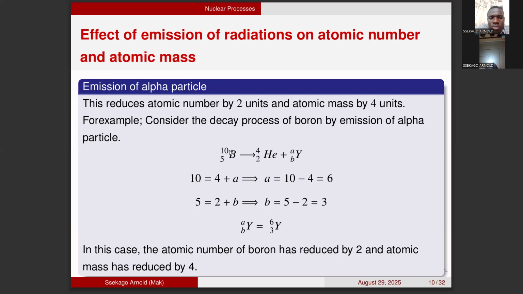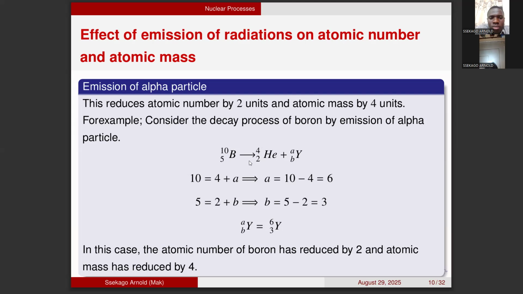Values that are up, where you are seeing an arrow, we have equality. 10 is equal to 4 plus A. These are the things that are up. Simplifying this, collecting like terms to get the value of A, if 4 comes to this side, we shall have A equals 10 minus 4, and we obtain 6.